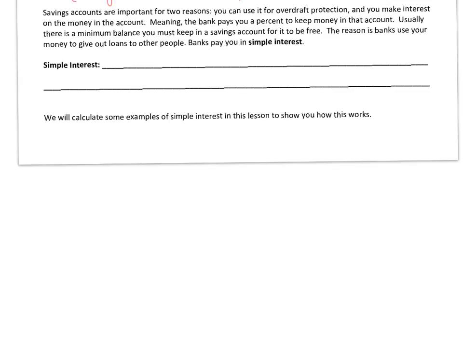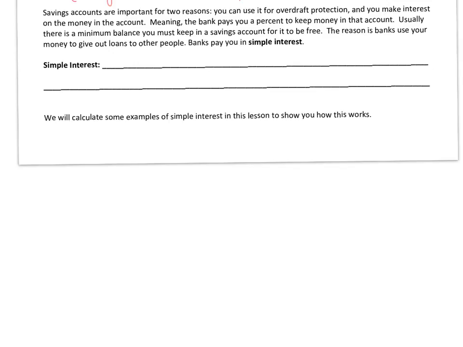So savings accounts are important for 2 reasons. One, obviously what we just talked about, is it can be linked for overdraft protection, and also savings accounts make interest. So essentially you're making money on your money. You're basically lending the bank money, and they're paying you in interest to keep your money in that account. The more money you have in there, the more money you can make.